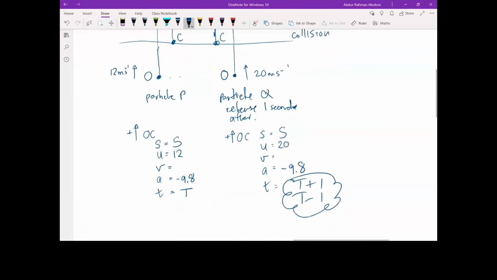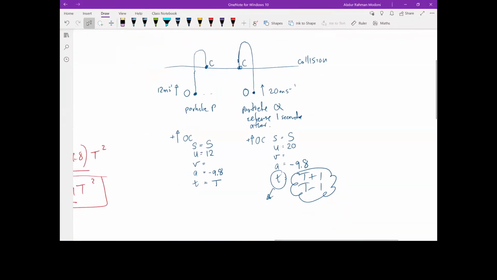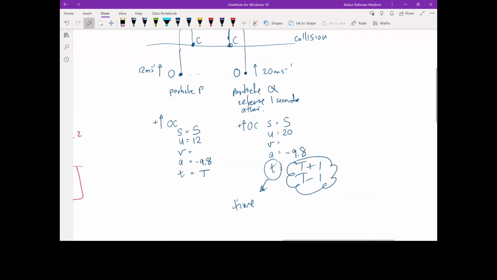Remember what I said about T. T is the time that the object is in flight between O and C. And I urge you to understand that T in SUVAT refers to the time of flight between the 2 points that we've labeled. Time of flight between O and C.